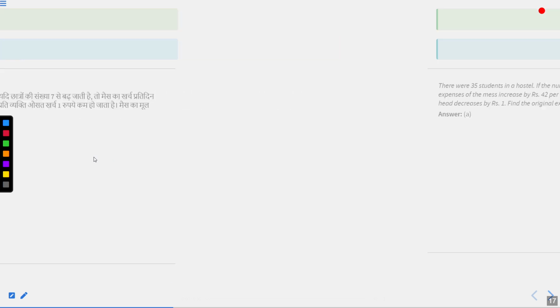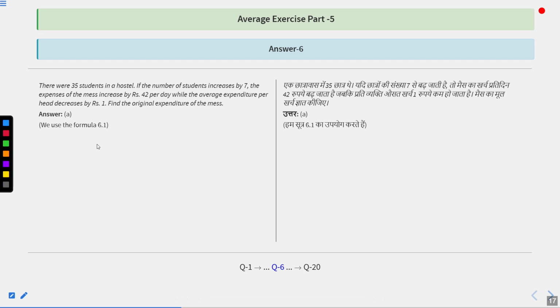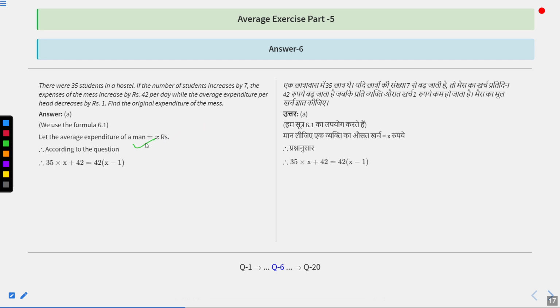Now time's up. Let's see the solution. Now we are going to use formula 6.1. First we let the average expenditure of a man be X rupees. Now according to the question, there are 35 students, each student spends X rupees, so the total expenses will become 35 into X. And when 7 students increase, 42 rupees extra expense happens. Now this is equal to the average decreased by 1.